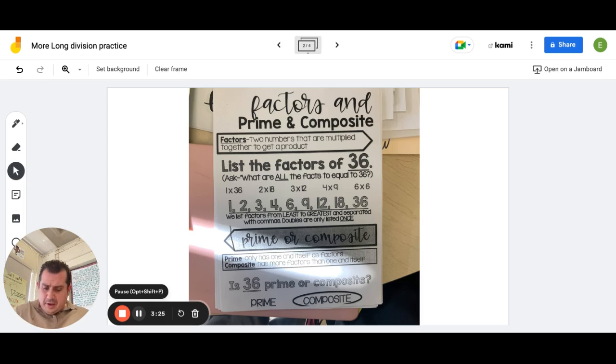So then you have now prime or composite. Okay, very important. Prime, a prime number is, like it says here.